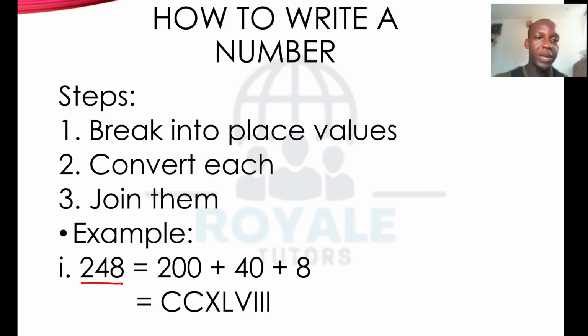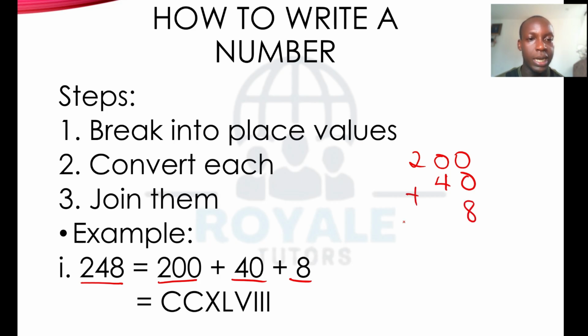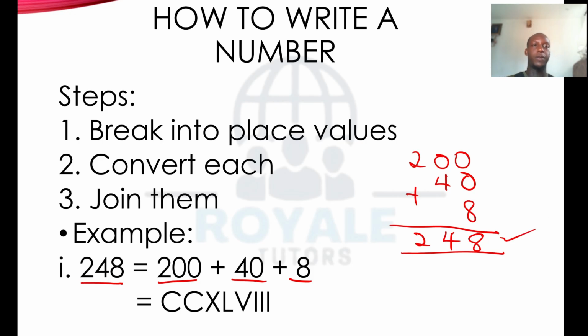Just like we said, break it into place values. So this is of course 200 plus 40 plus 8. Let's confirm that using our column addition. 200 plus 40 plus 8. Let's add this all together. 0 plus 0 plus 8 is 8. 0 plus 4 is 4. Then 2 plus whatever is 2. So, of course, 248 is 200 plus 40 plus 8.